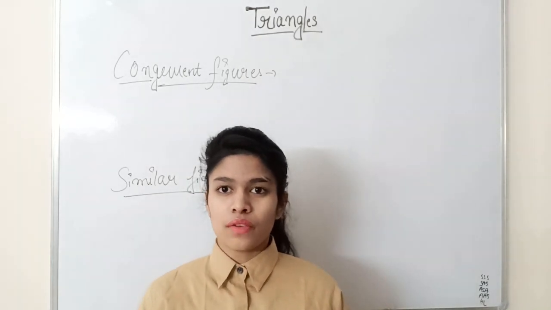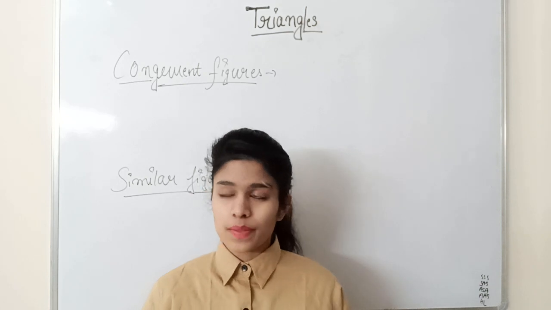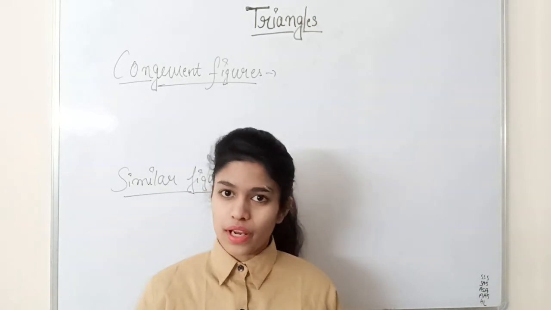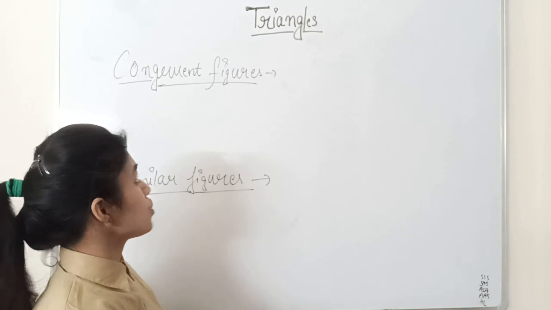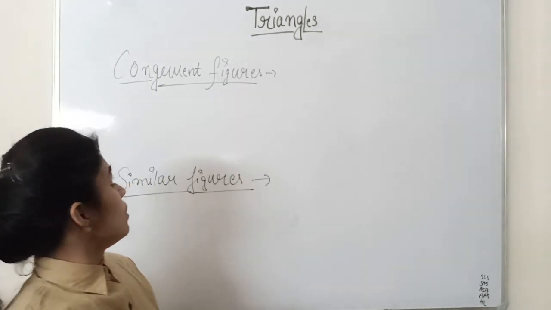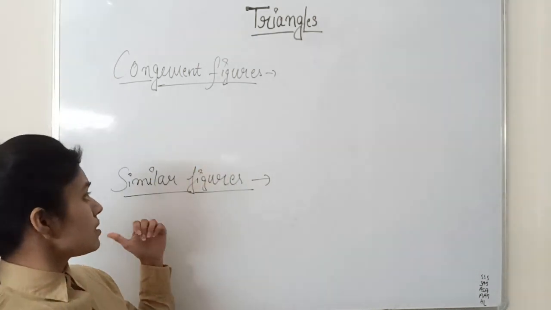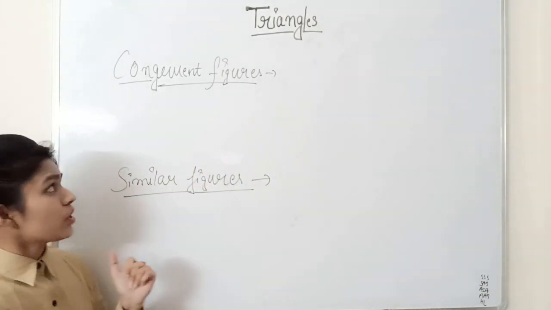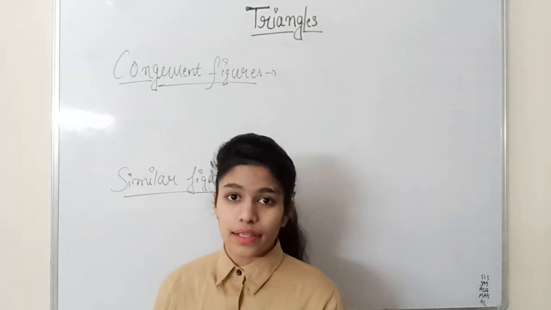Today in this session we are going to learn triangles and more other concepts of triangles. Okay, our first topic is figures. There are two types of figures. First is congruent figures and other is similar figures. Okay, what are these kinds of figures?